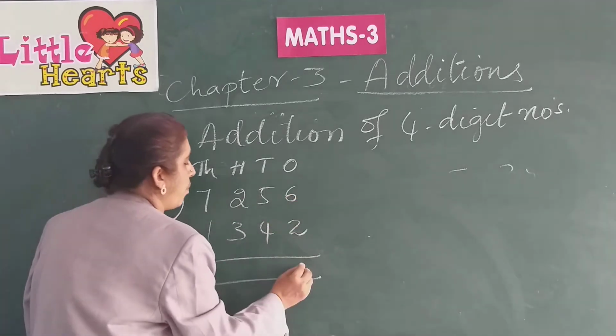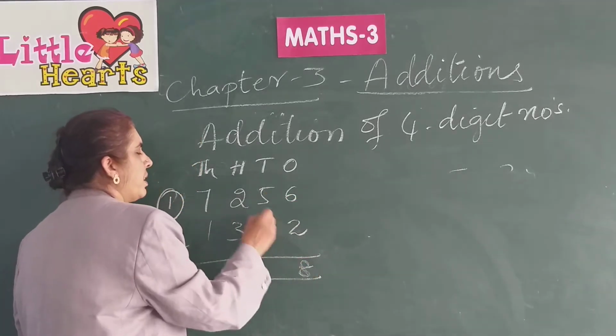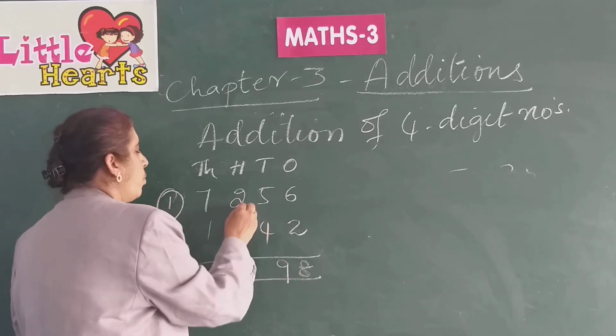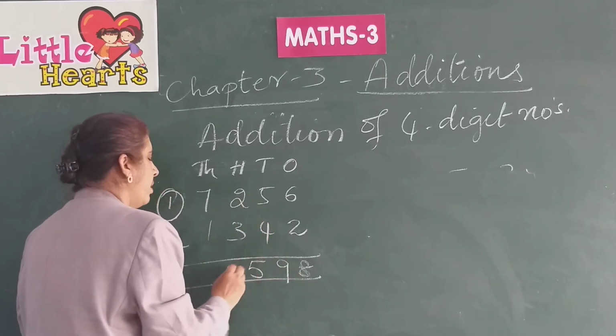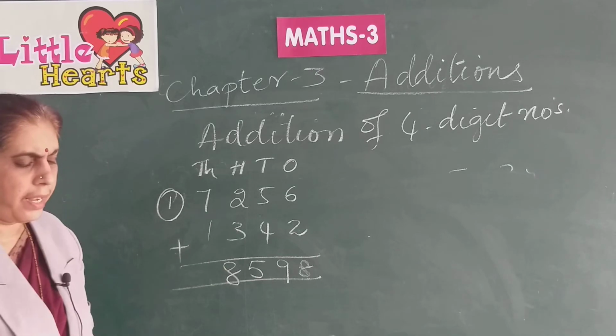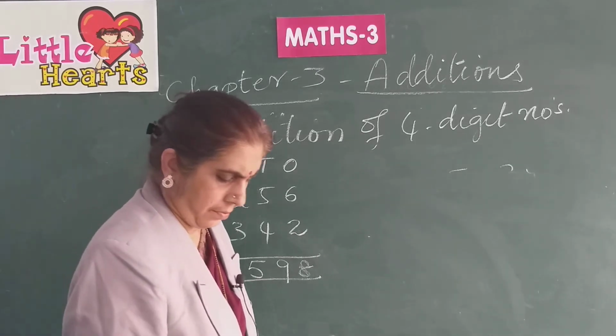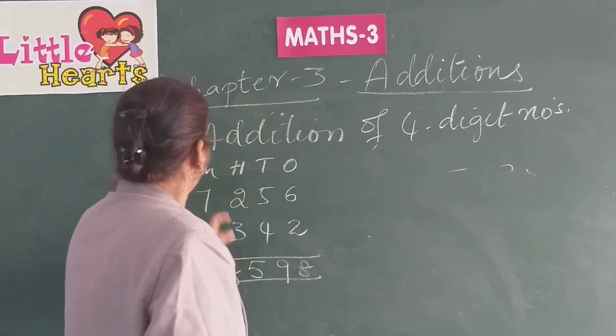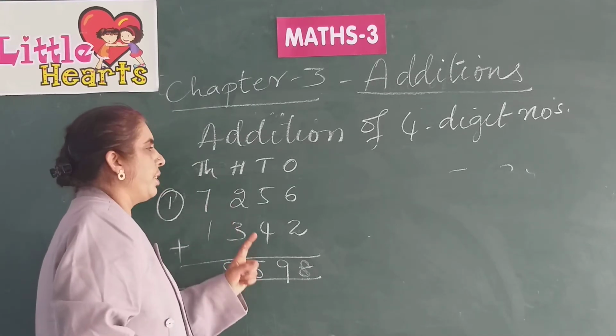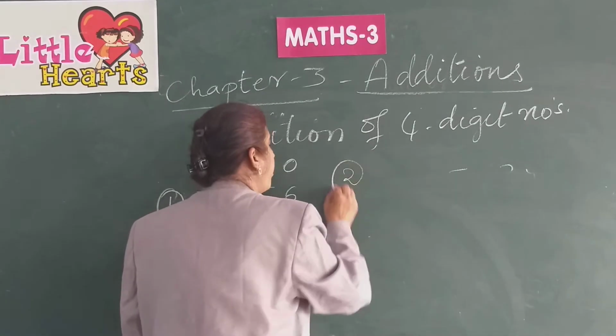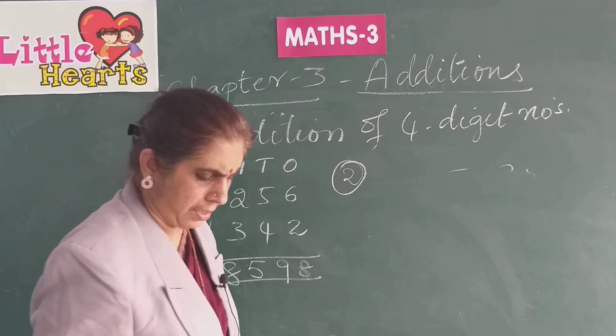6 plus 2, 8. 5 plus 4, 9. 2 plus 3, 5. 7 plus 1, 8. This is only adding two 4-digit numbers. Let us go with three 4-digit numbers.